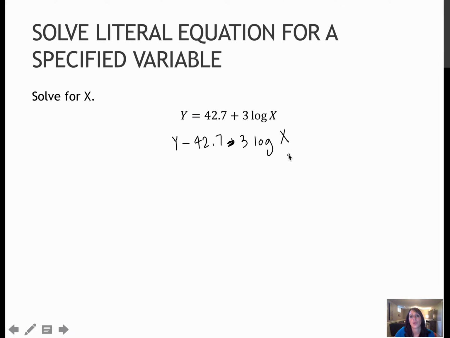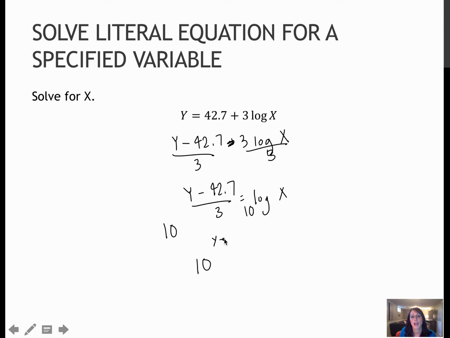What else can I do before I do the tricky stuff? I've got this 3 out front. Let's divide everything by 3. So I have y minus 42.7 divided by 3 equals log of x. Now what? I'm trying to get this x by itself, but I've got a log in the way. It's a log base 10, so I'm going to take 10 to this power on each side, which means I have 10 to the y minus 42.7 over 3 equals x.